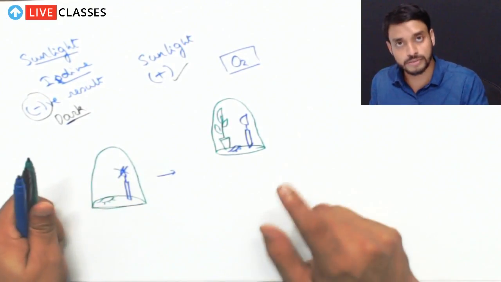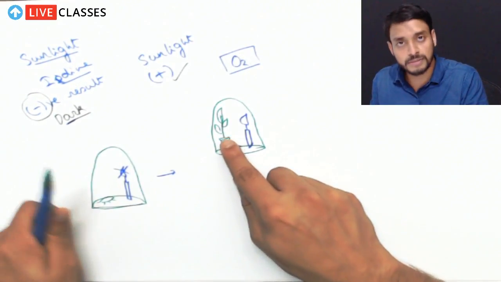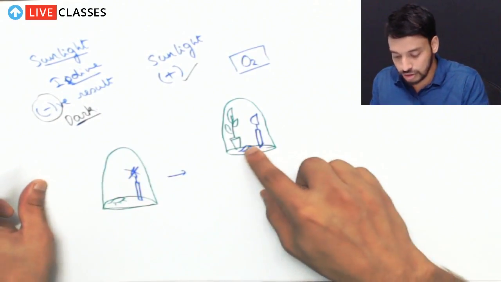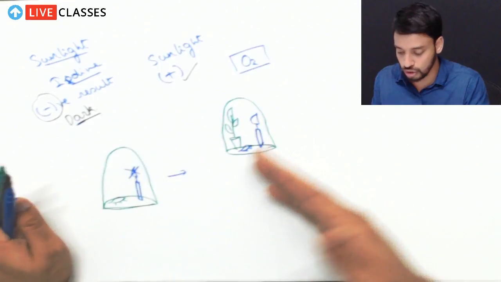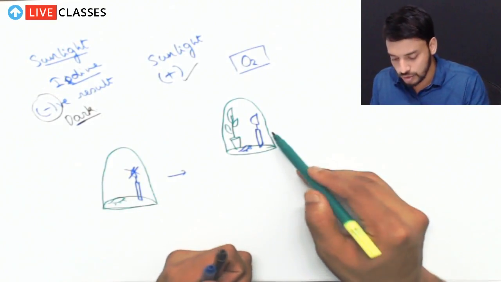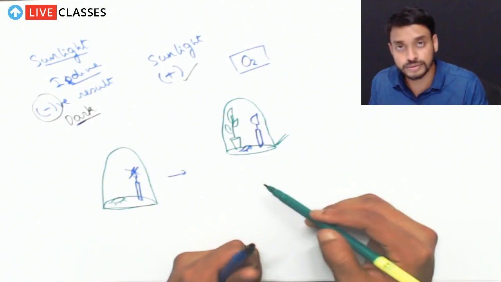a mint plant was kept over here. Because of this mint plant, it was seen that the observation actually changed. The mice did not die, and the candle was also not put off, which was seen initially. Now from here, what can you conclude?